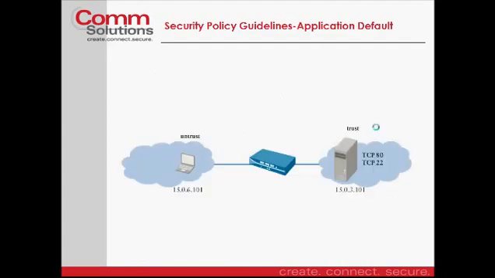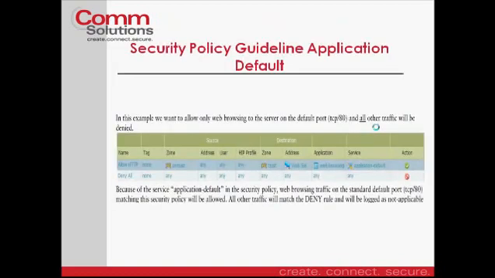So here's an example of a network. We have two zones, untrust and trust. We have a client in our untrust zone who needs to access a web server on our trusted zone over TCP port 80. So let's look at the security policy. Here, we want to allow web browsing to that specific web server on its default port 80, and all other traffic is going to be denied.